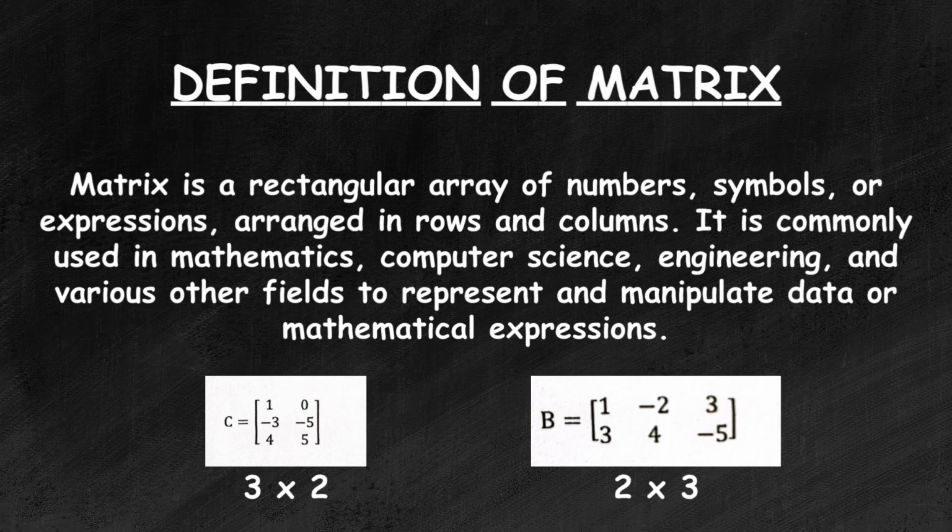Definition of matrix. A matrix is a rectangular array of numbers, symbols or expressions arranged in rows and columns. It is commonly used in mathematics, computer science, engineering and various other fields to represent and manipulate data and mathematical expressions. As you can all see, we have 3 multiply 2 and 2 multiply 3.